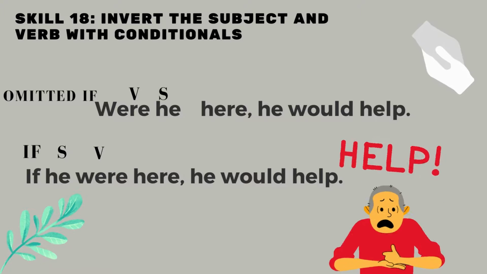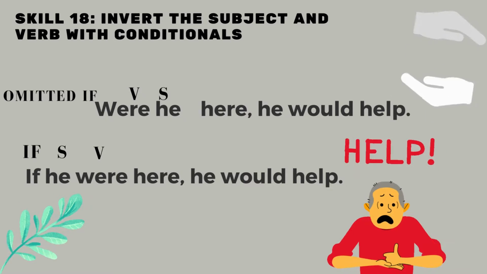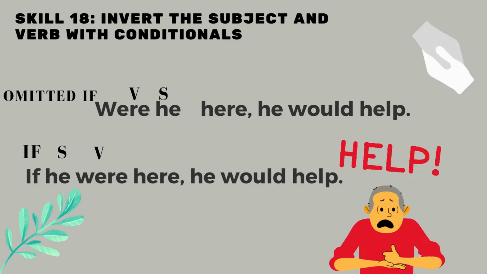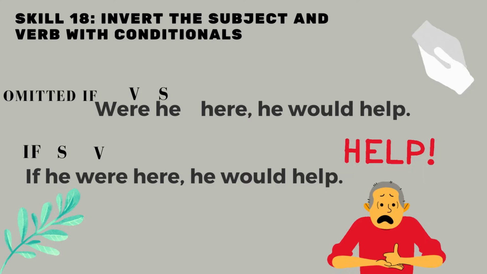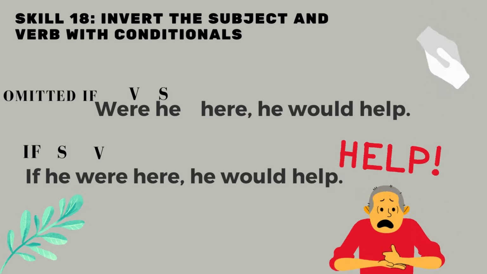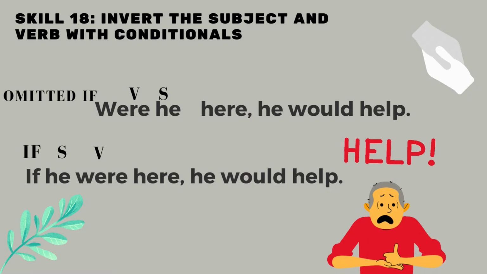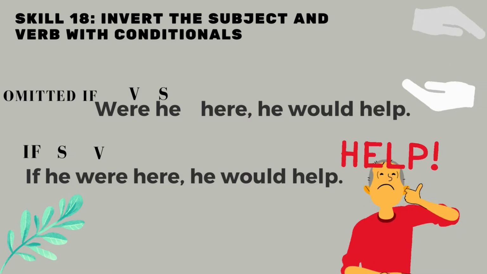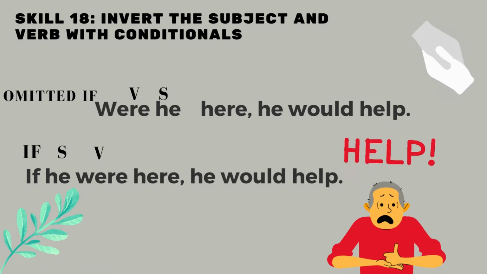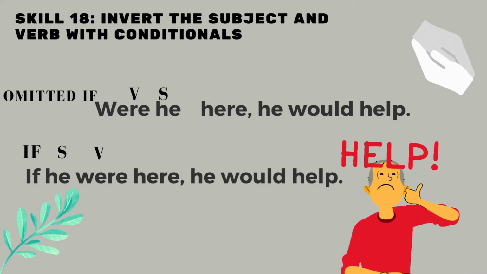Skill 18. Invert the subject and verb with conditionals. When the verb in the conditional clause is had, should, or were, it is possible to omit if and invert the subject and verb. For example, were he here, he would help. It is also possible to keep if, and then the subject and verb are not inverted. For example, if he were here, he would help.